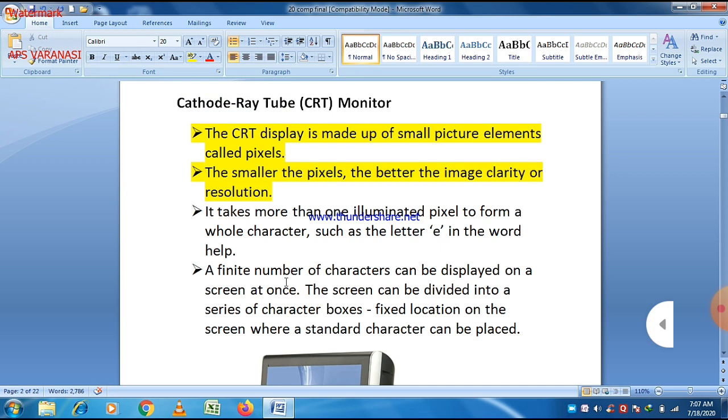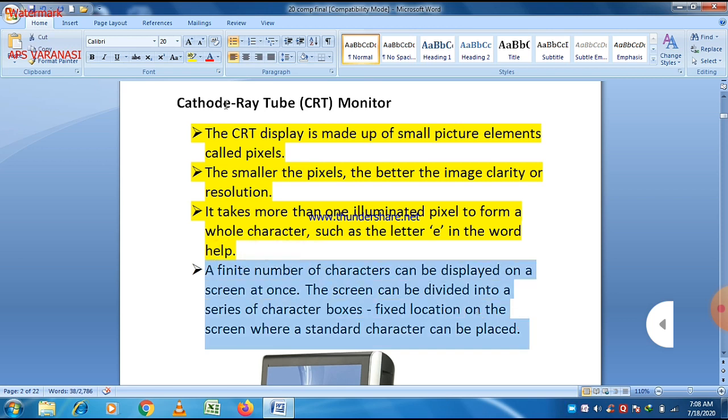So a picture can be made of different pixels, and a finite number of characters can be displayed on a screen at once. The screen can be divided into a series of character boxes, fixed locations on the screen where a standard character can be placed. So these are some important points regarding CRT monitors, cathode ray tube monitors.